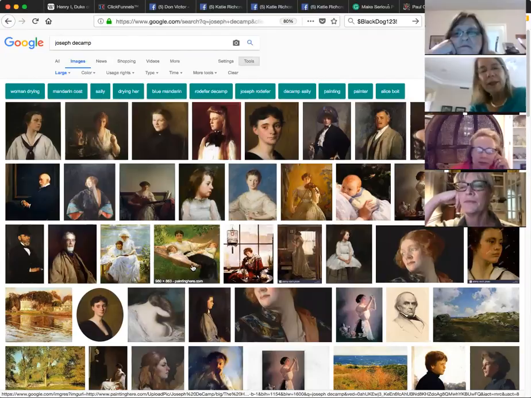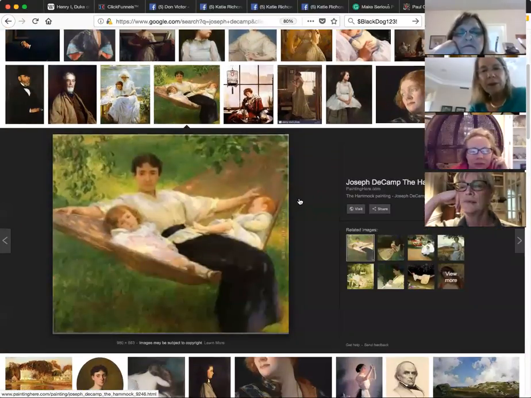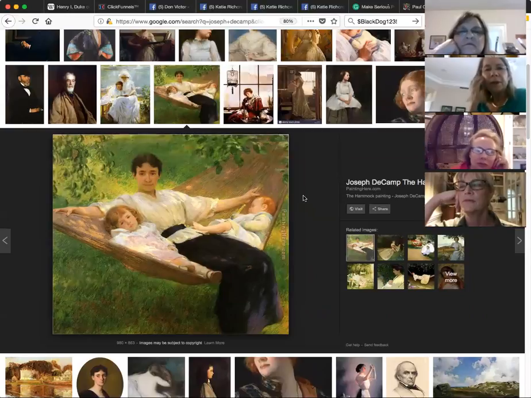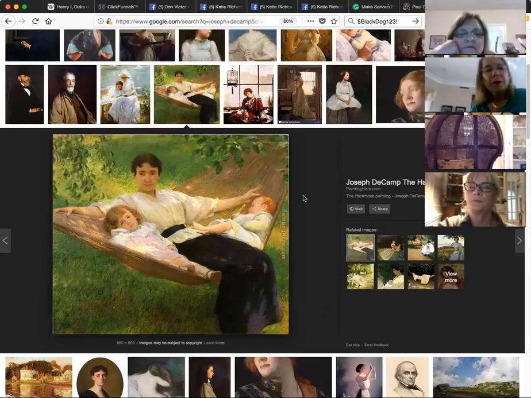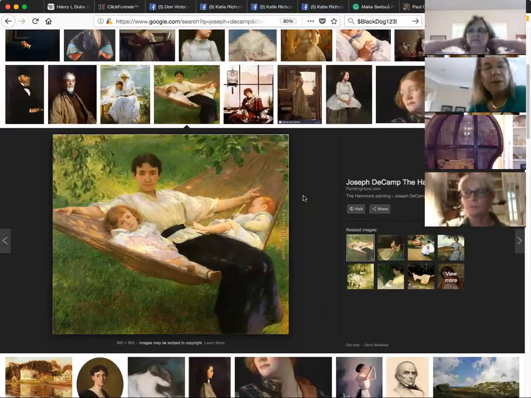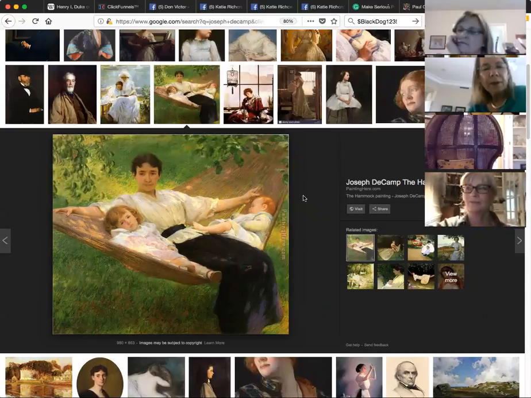So if you don't mind, we can take a look. I love this painter. His name is Joseph DeCamp, and we went through a couple of these paintings last night. If I can just show you a couple things and have you experience these paintings a little bit differently, it might give you some insight into what's possible for your work.